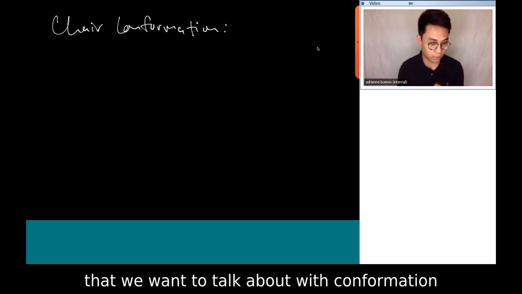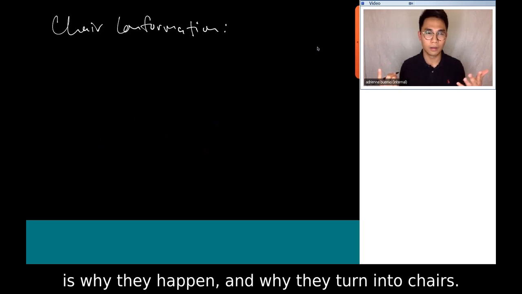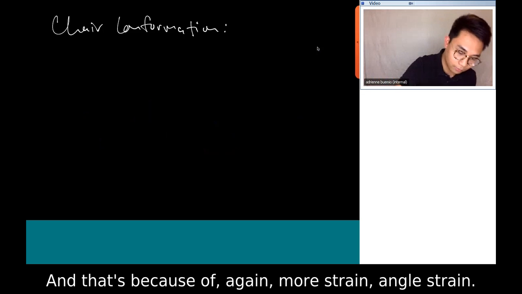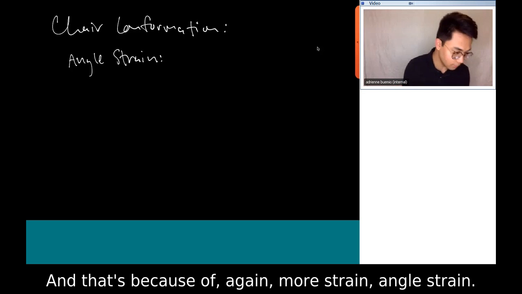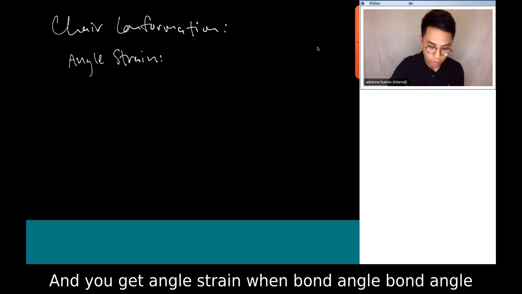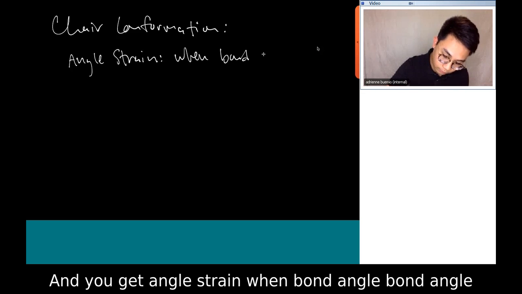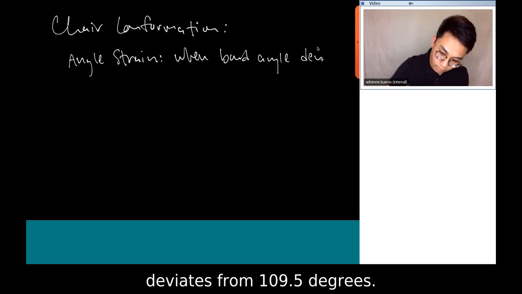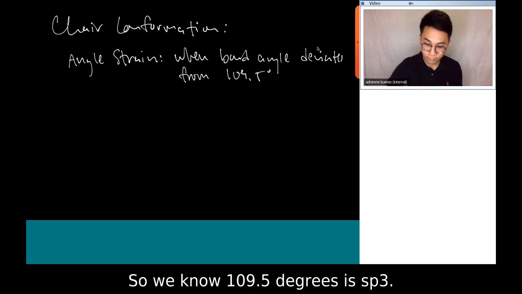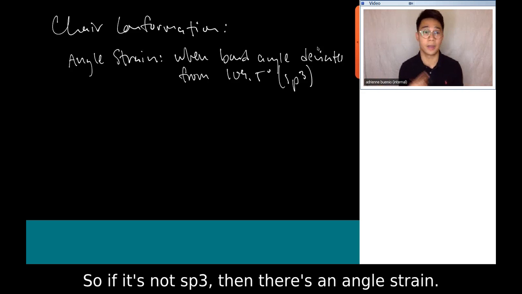So chair conformations. The first thing that we want to talk about with chair conformations is why they happen, why they turn into chairs, right? That's probably what you're thinking. And that's because of, again, more strain, angle strain, right? You get angle strain when the bond angle deviates from 109.5 degrees. So we know 109.5 degrees is sp3, right? So if it's not sp3, then there's an angle strain.